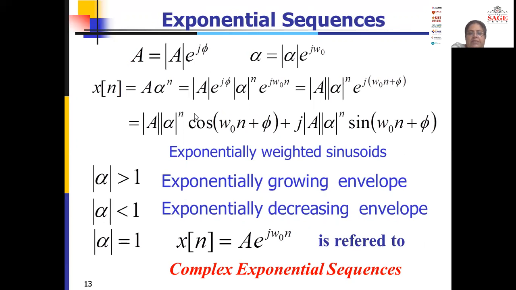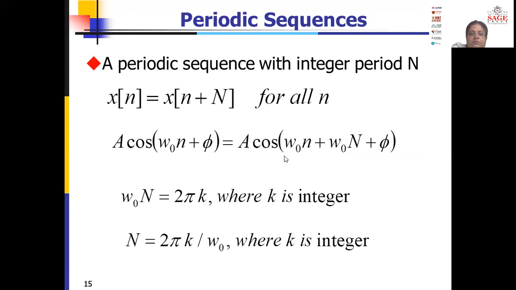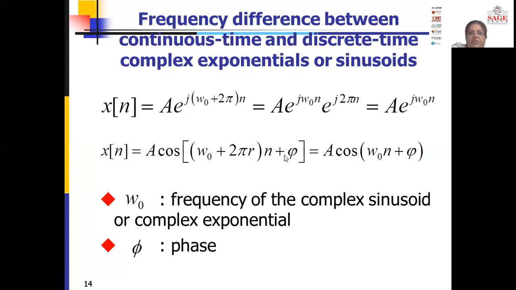Now like the sinusoidal sequence, we can also represent the exponential sequence. Frequency difference between continuous time and discrete time complex exponentials or sinusoids. So here we can represent the sinusoid function in terms of the exponential sequence, and we know that e to the power of j(omega naught plus 2 pi)n. Here we have split it into two parts, and we can consider the exponential sequence in terms of the cos or sinusoidal waves.